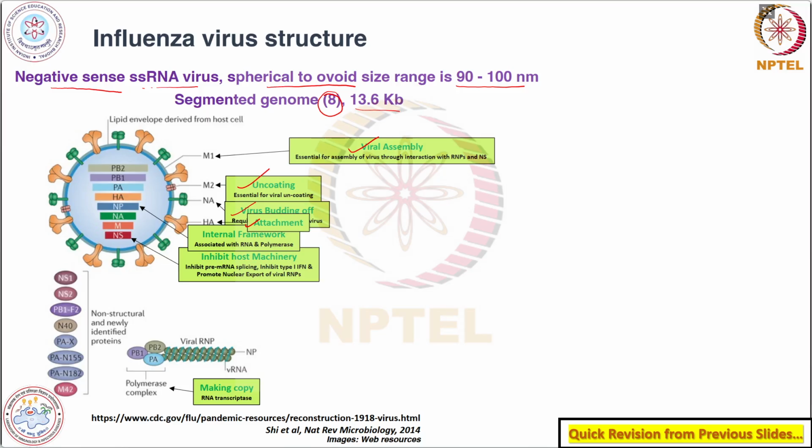Then it also has the nucleoproteins, which are NP. These nucleoproteins are responsible for wrapping around the viral RNA and they form the viral nucleoprotein complex, which is essential for its replication and transcription. So there are different types of these proteins. We have already discussed these in the last class.